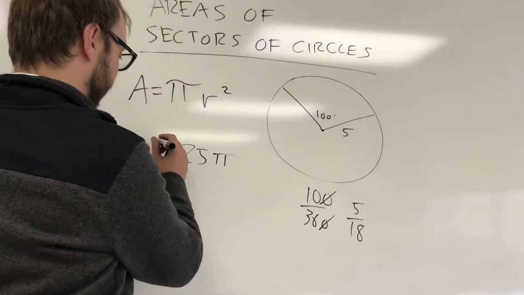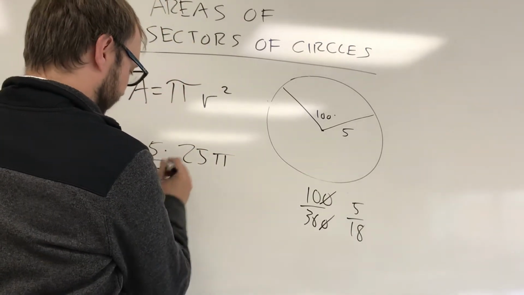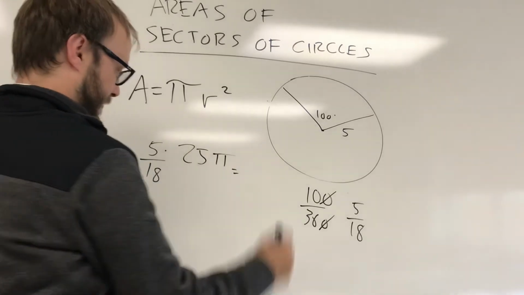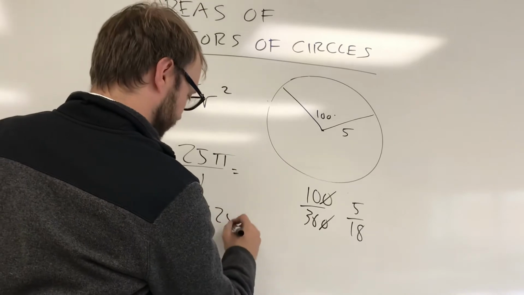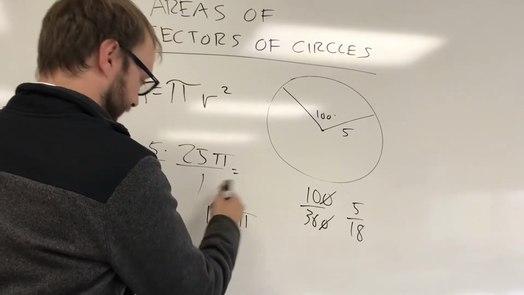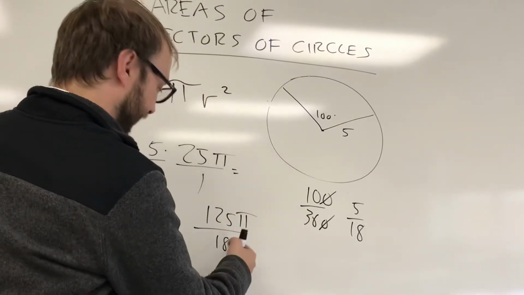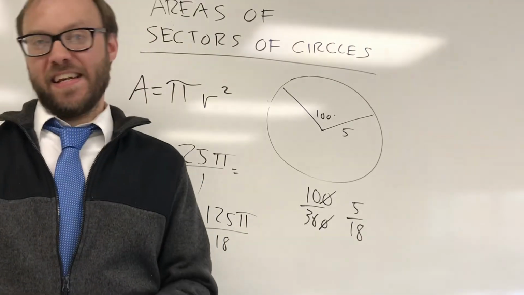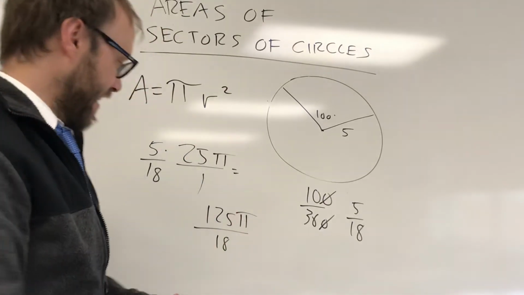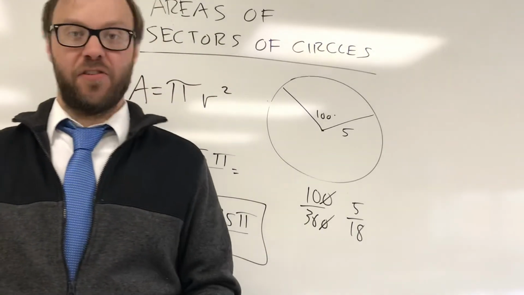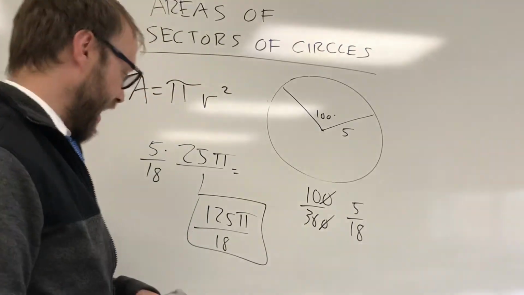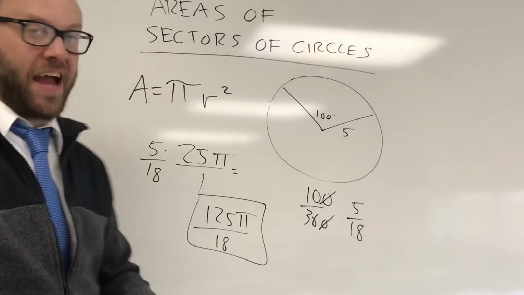I want to take 5/18 of 25 pi. Okay, put it over 1. 5 times 25 is 125 pi. 18 times 1 is 18. I don't think anything goes into 125 and 18. Okay, so at that point, you're just done. You can say it's 125/18 pi, or you could say it's 125 pi over 18 is probably how they'd write it in the back of the book.